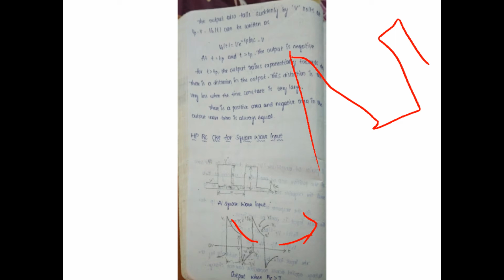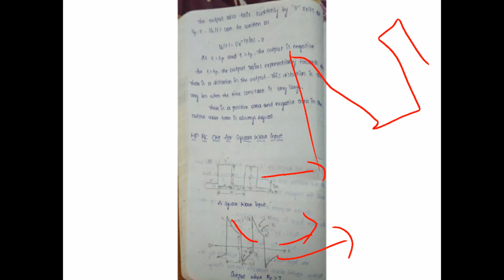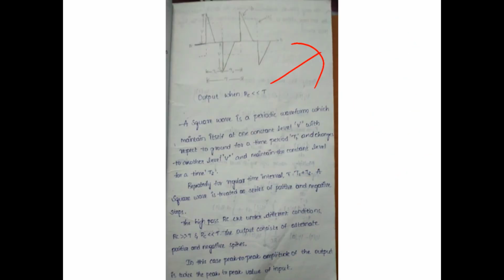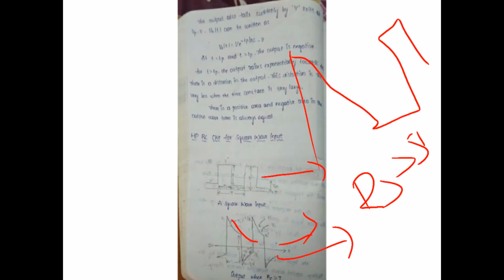The frequency response when we are applying the square wave input is like this, but after applying the different time constants, the signal is produced like this and like this. We are applying different time constants, that is RC greater than T, and another one is RC less than T. So let us see the first case, that is RC greater than T.